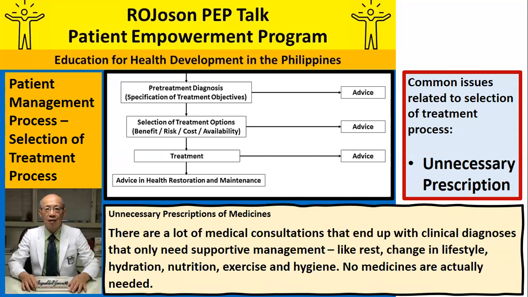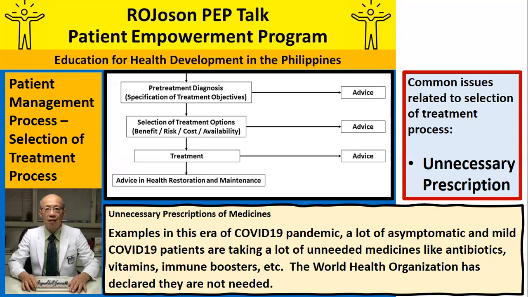There are a lot of medical consultations that end up also with clinical diagnoses that only need supportive management, like rest, change in lifestyle, hydration, nutrition, exercise, and hygiene. No medicines are actually needed. Examples: in this era of the COVID pandemic, a lot of asymptomatic and mild COVID-19 patients are taking a lot of unneeded medicines like antibiotics, vitamins, immune boosters, etc. The World Health Organization has declared that they are not needed.